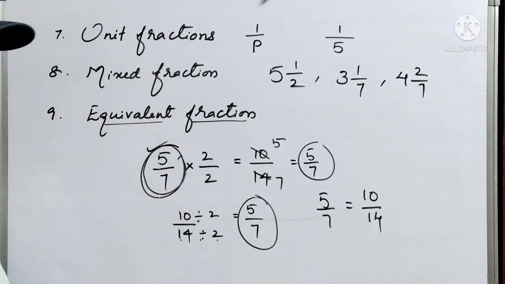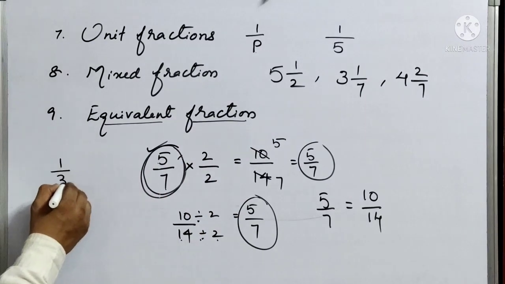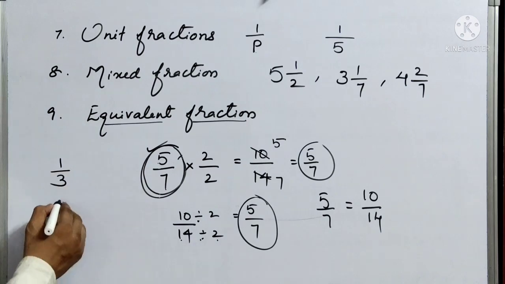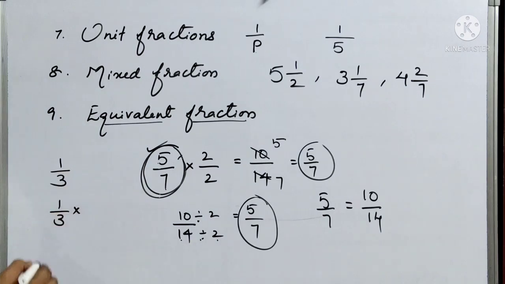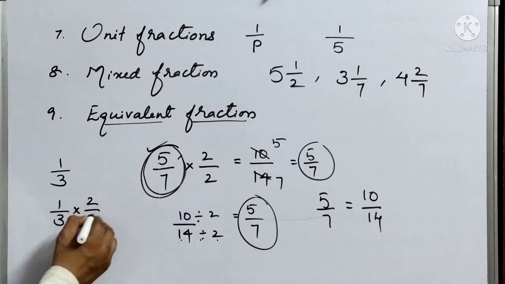How will the questions be asked? Write 5 equivalent fractions for 1 by 3. It's very easy. First write 1 by 3. Don't multiply with 1, because you will get the same answer again. So go with 2 by 2. 1 2s are 2, 3 2s are 6.